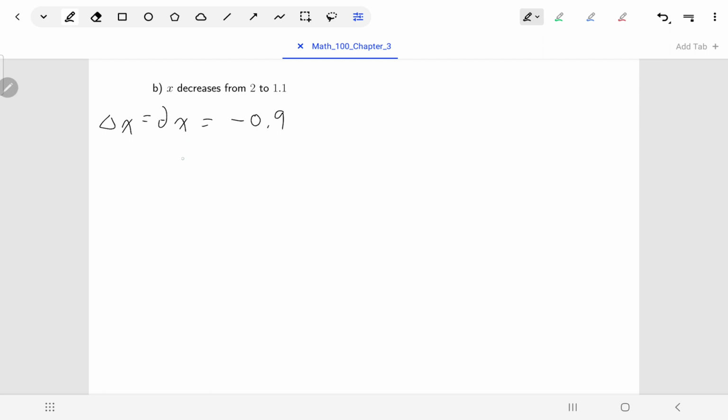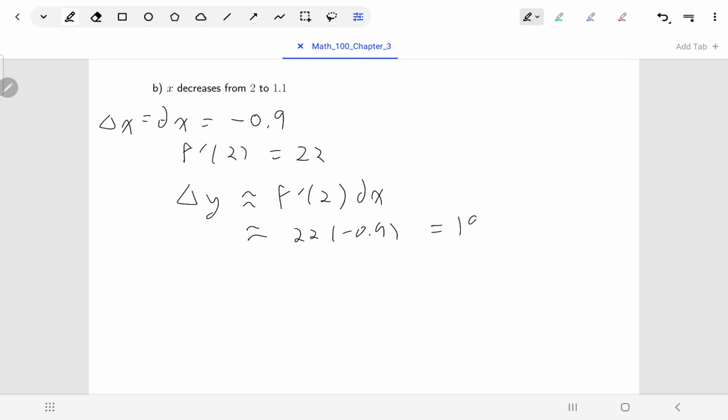Again, if I were doing the same business as before and figuring out what is f prime of 2, since we're starting at 2, I'd find out that that's 22. And so delta y, which is approximately f prime of 2 times dx, which is 22 times negative 0.9, or negative 19.8. This is our estimated change in the y values.